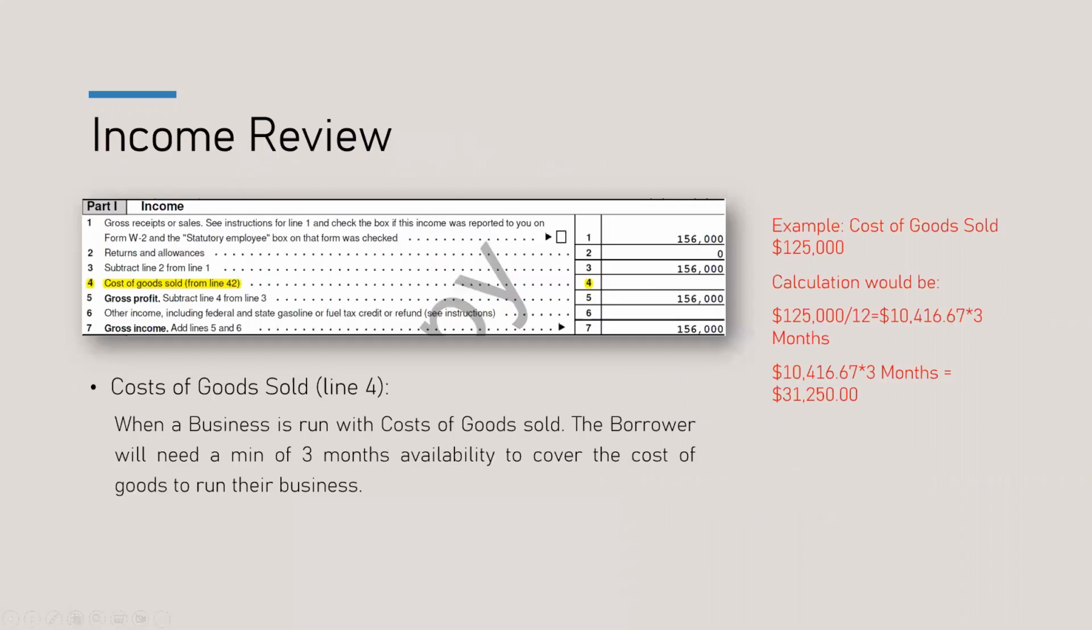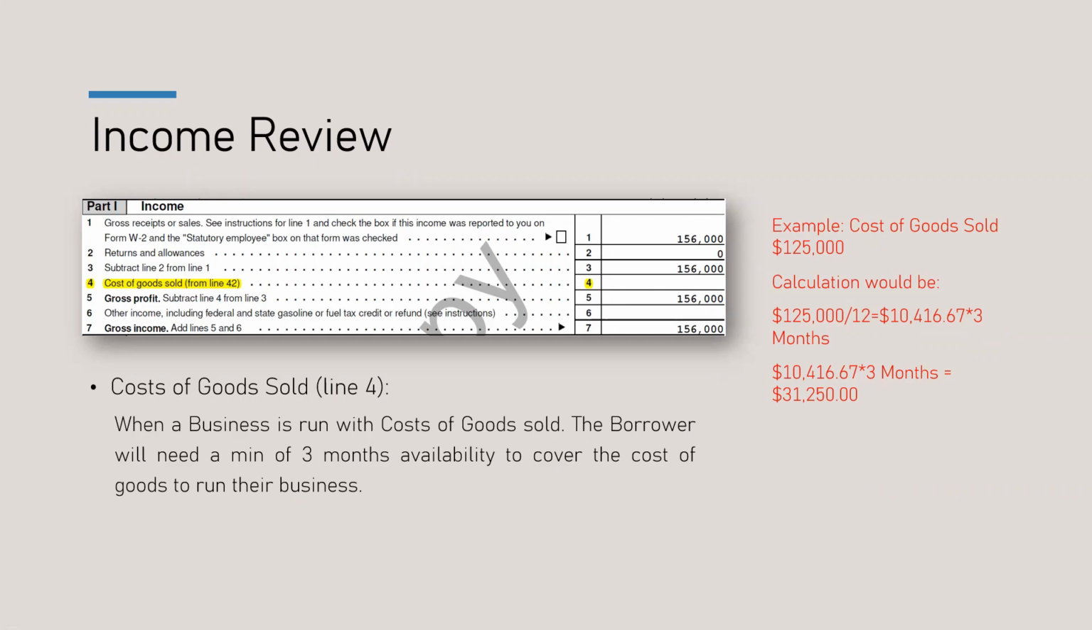So when you're looking at that, just as an example, let's say you have a borrower who is writing off 125,000 in cost of goods sold. You're going to end up dividing that by 12, which is of course your months of the year, and then you're going to multiply that by 3. So what they have to have on hand is a minimum of 3 months available to cover that cost of goods sold to run their business.